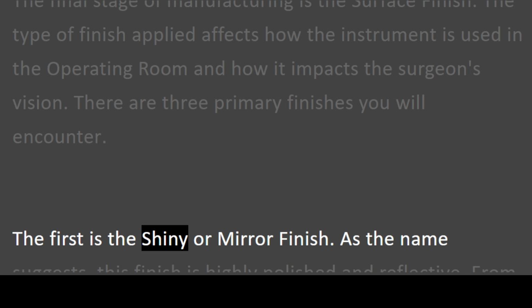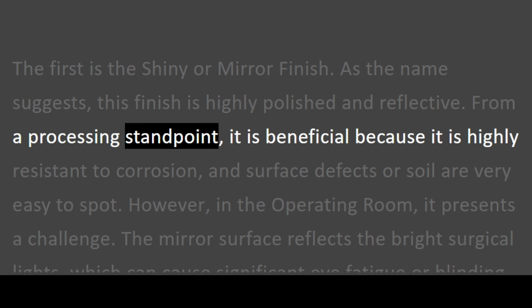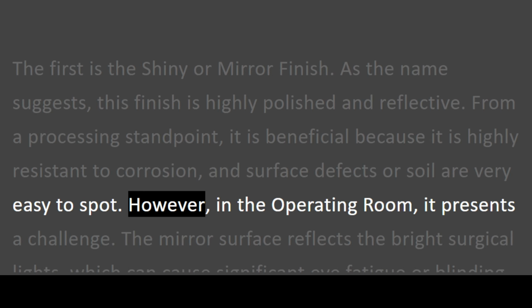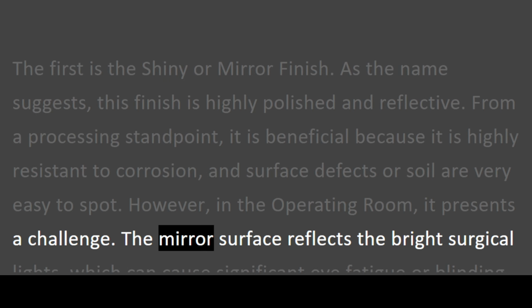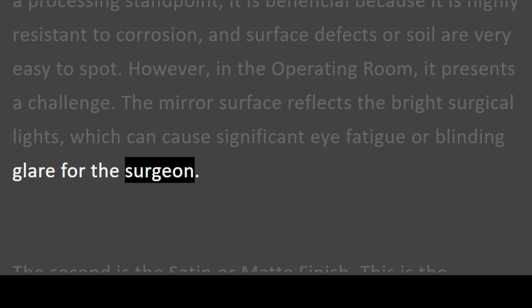The first is the shiny or mirror finish. As the name suggests, this finish is highly polished and reflective. From a processing standpoint, it is beneficial because it is highly resistant to corrosion, and surface defects or soil are very easy to spot. However, in the operating room, it presents a challenge. The mirror surface reflects the bright surgical lights, which can cause significant eye fatigue or blinding glare for the surgeon.